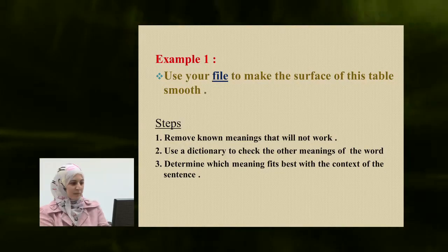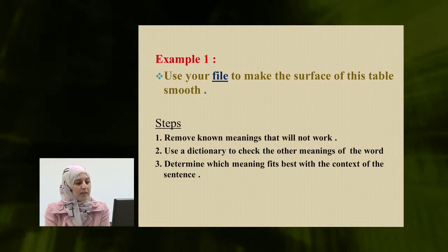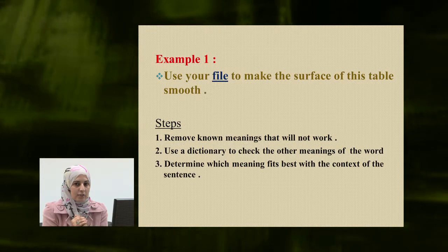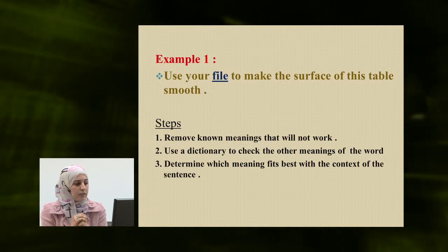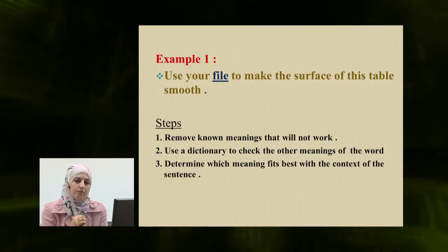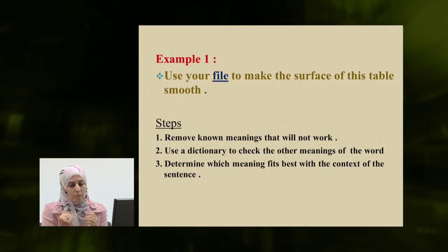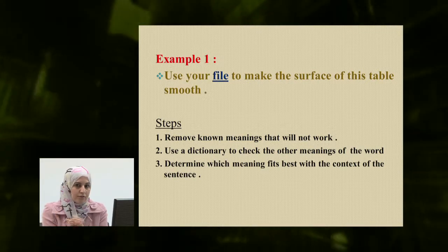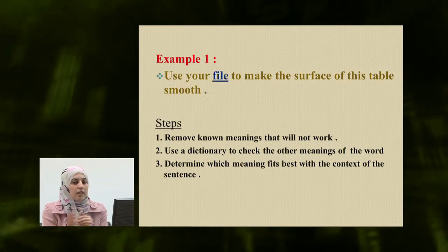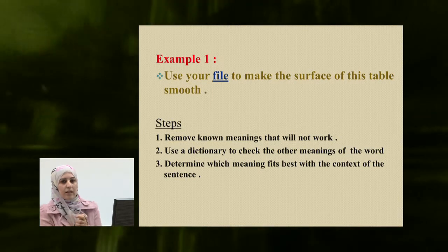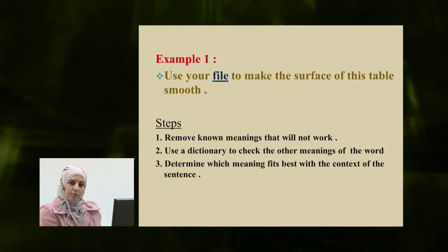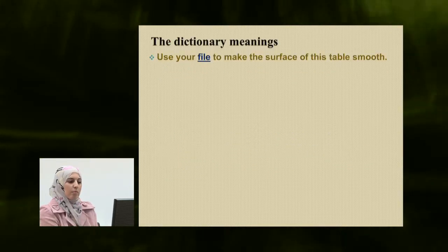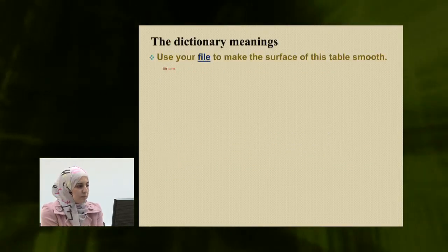Let's check out this example. Use your file to make the surface of this table smooth. Now try to use the other strategies that you already learned to find out the meaning of file. Well, you may know that file has some meanings, but these meanings don't fit in this sentence. In this way, you can't find out. Fine. You move to step number 2, that is using a dictionary. Let's find what a dictionary may give you, other meanings.